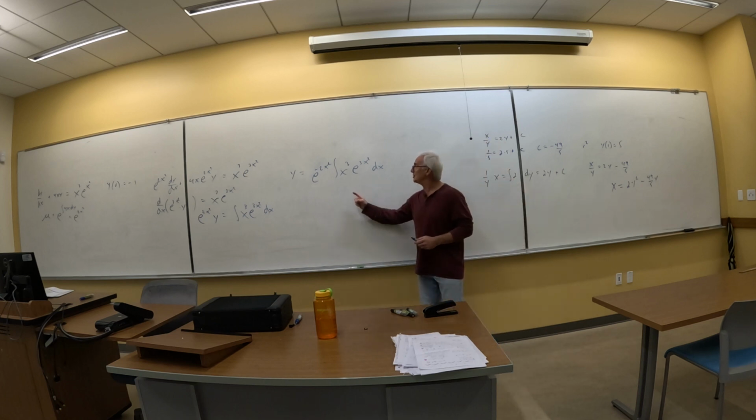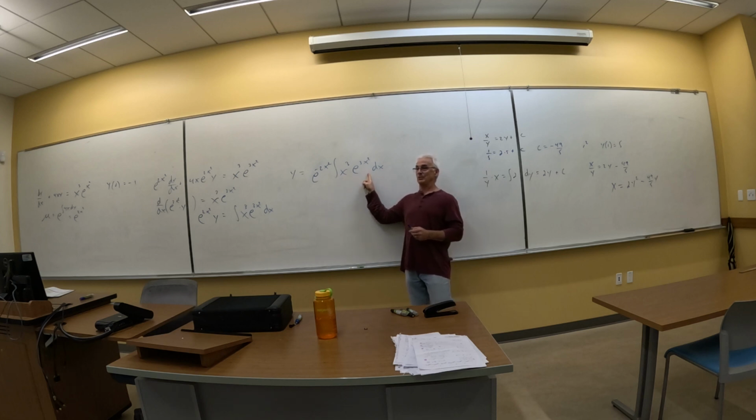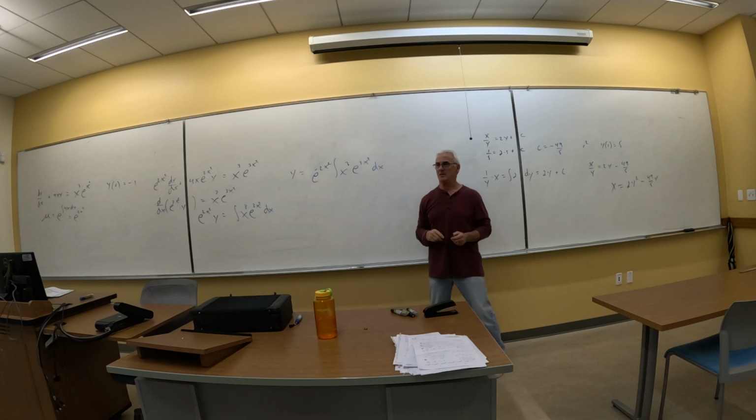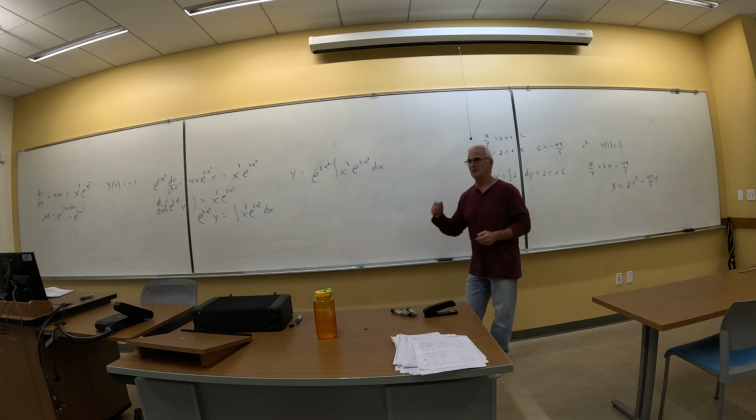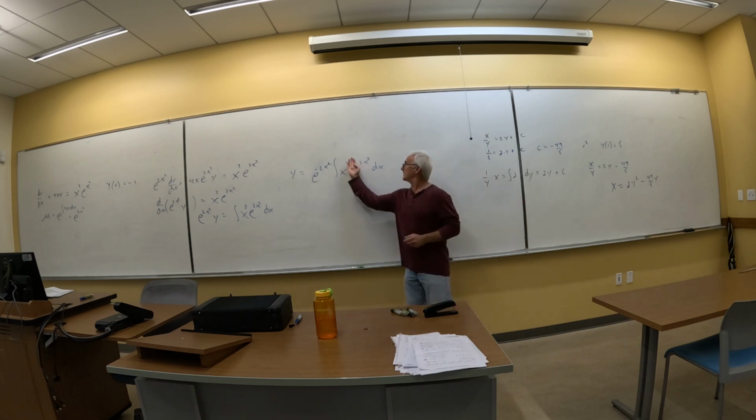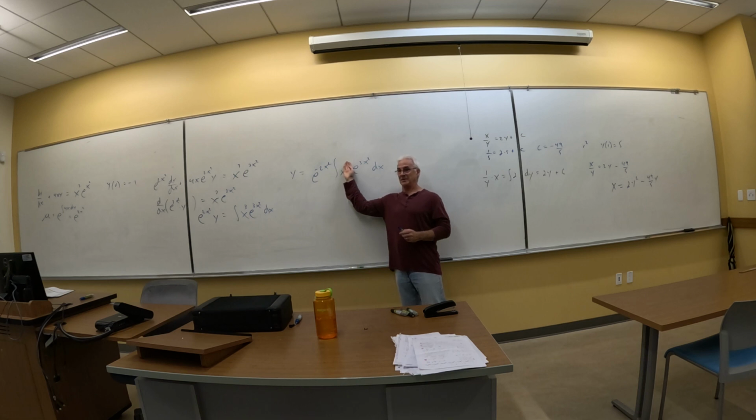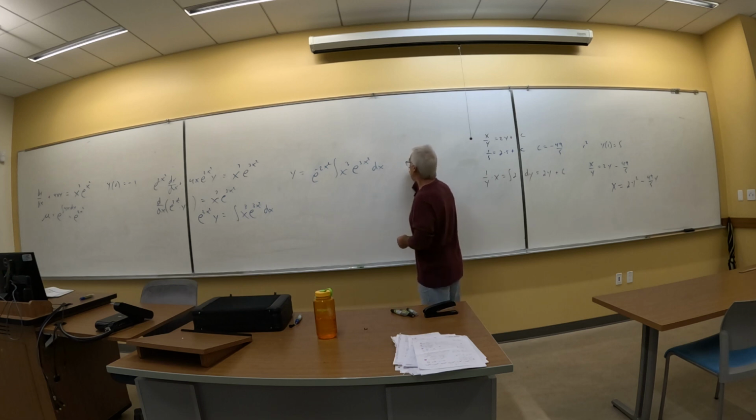Do I want my u to be the x cubed and that be the dv? Or do I want that to be the u and that to be the dv? Or do I want some weird combination of them? Problem is, I can't make this the dv by itself because I would need a chain rule factor. Well, u equals x squared is the one you want. So if I make u equal x squared, let's do it off to the side.